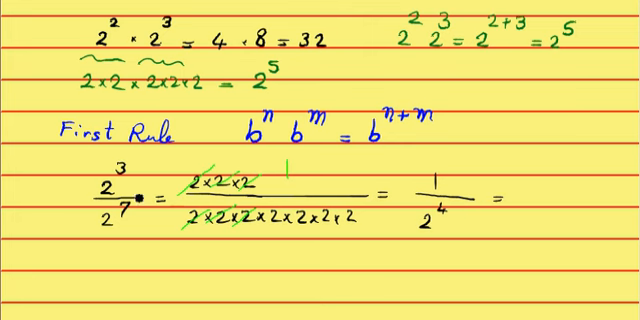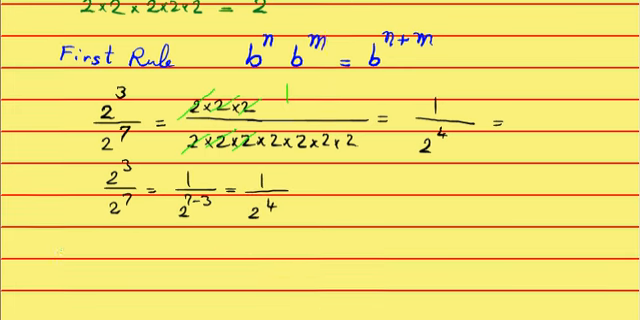I can abbreviate the whole work and say I had 3 2's here and 7 in the denominator. 3 of these cancel out, and one way to arrive at the same answer would be to say 2 cubed over 2 to the power of 7 is 1 over 2 to the power of... no, 7. I had 7 2's, 3 of them got cancelled out, and I'm left with just 4 2's. So the answer is 1 over 2 to the power of 4.